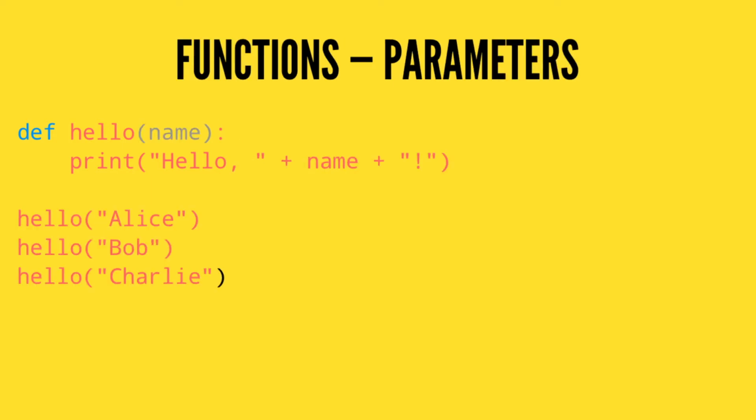Then we showed you how you can pass parameters to your function to make them a bit more useful. So here we were going to pass the parameter name, and then we were going to print hello plus name plus an exclamation mark. Then we call the function, and in the brackets now we're going to pass whatever value we want in the name. So we passed Alice, Bob, Charlie. And that would have printed out hello Alice, hello Bob, hello Charlie.